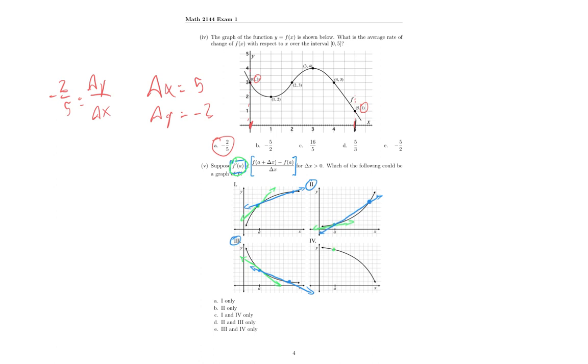Check our last one. Notice the green one has the higher slope now. So, yeah, I'd say pick D. 2 and 3 only would be my professional opinion.